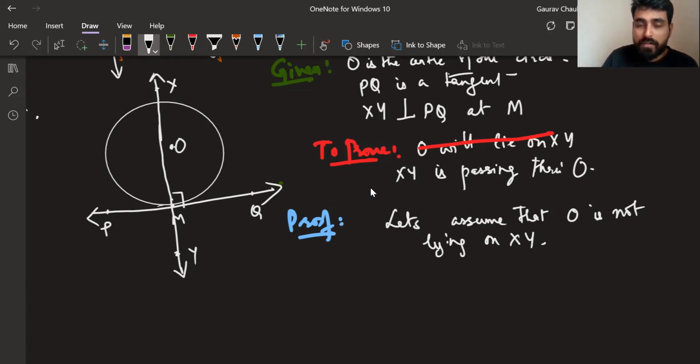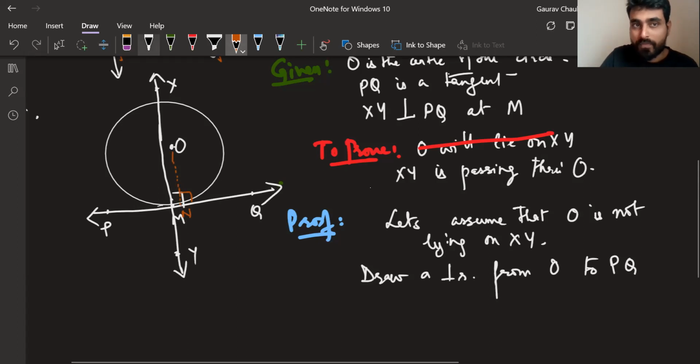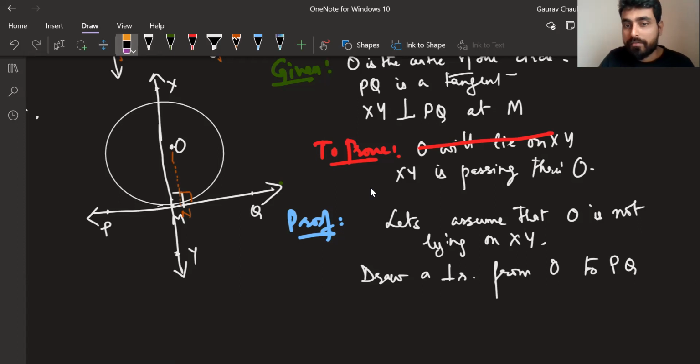We good with it? Draw a perpendicular from O to PQ. Okay, you're drawing a perpendicular from O to PQ now. Assuming that O is not lying on XY, you draw another perpendicular. Let's call it ON. Draw perpendicular ON from O to PQ. Okay, now think about this, guys.